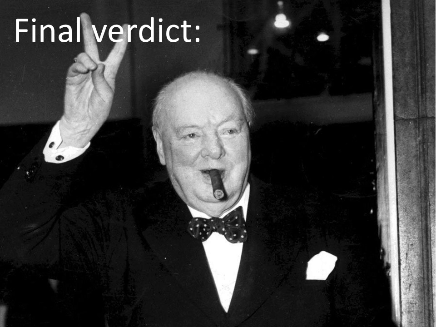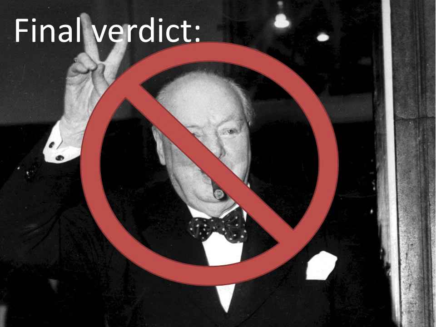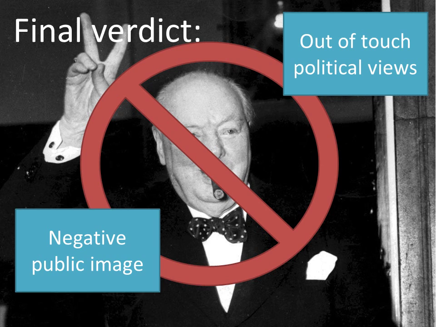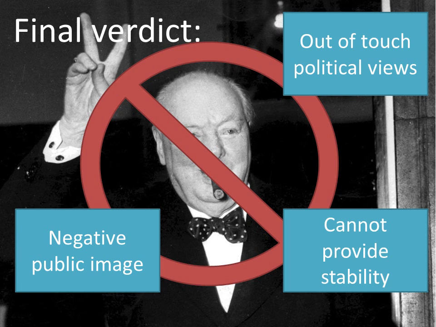To conclude, Churchill remained in the political wilderness from 1929 to 1939 due to his out-of-touch political views, negative public image, and his inability to provide an image of stability, which was needed in government.